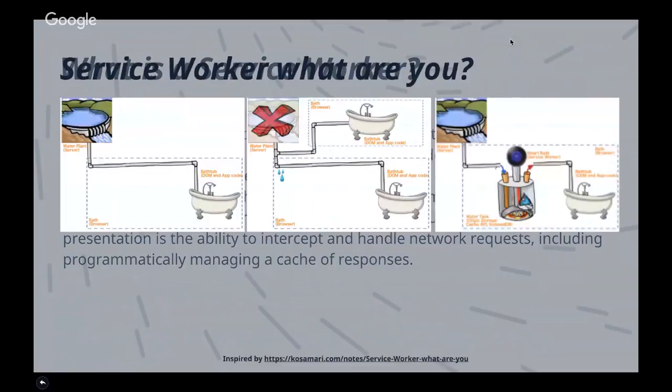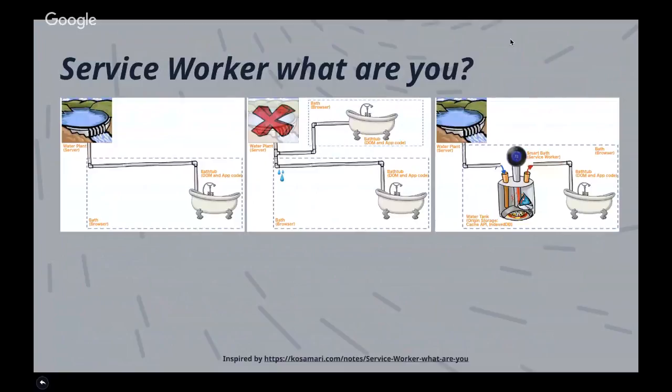And this diagram, which I created based on something that was previously created by a person called Kosmari, I actually had permission to use it. So you can think of a web application as your bathroom and your servers as the water plant. So every time a user wants to take a bath, you switch on the tap and you go through the pipes to get water from the water plant.